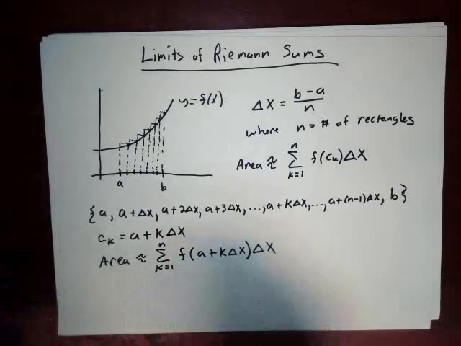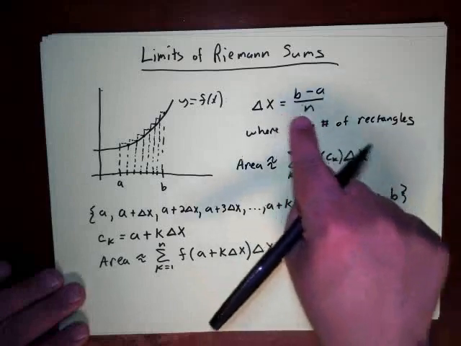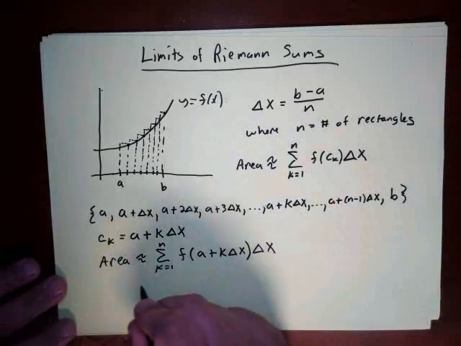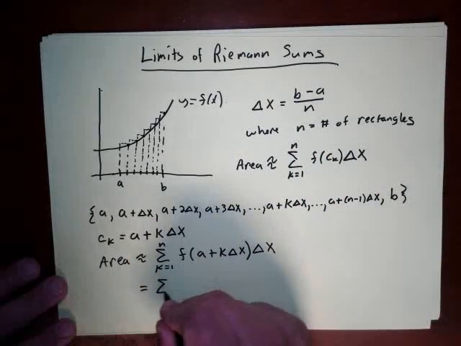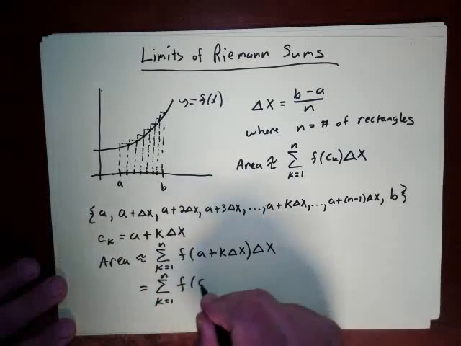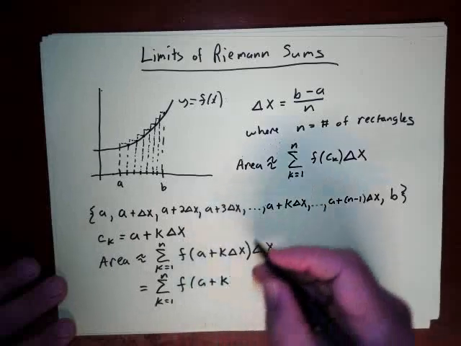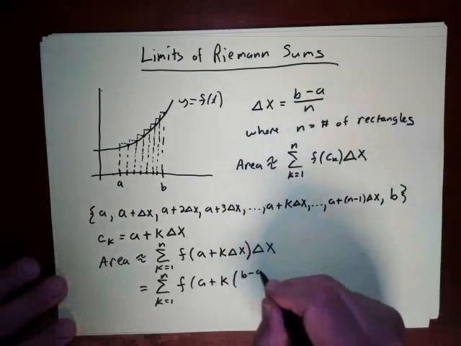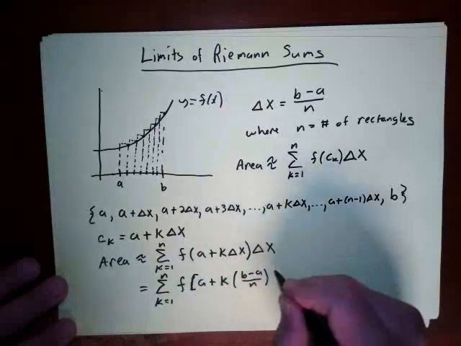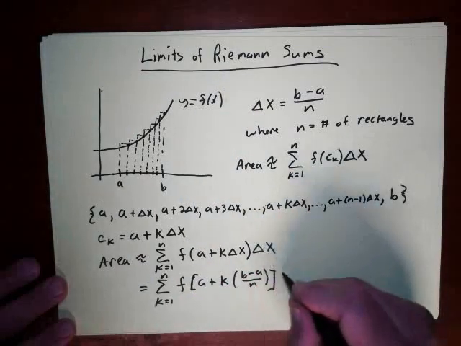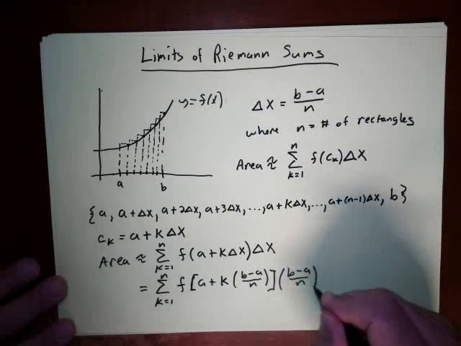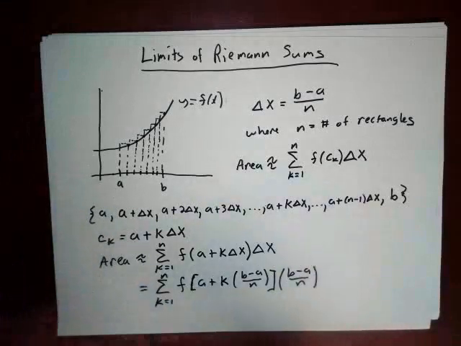Okay, now that looks pretty simple, but we still have to plug it in. The delta x is still this, b minus a over n. So this would actually be equal to the sum as k equals 1 to n of f of a plus k, and then my delta x is b minus a over n. So maybe I'll do a nice square bracket here. And then this delta x is again b minus a over n. And now that is my official Riemann sum.